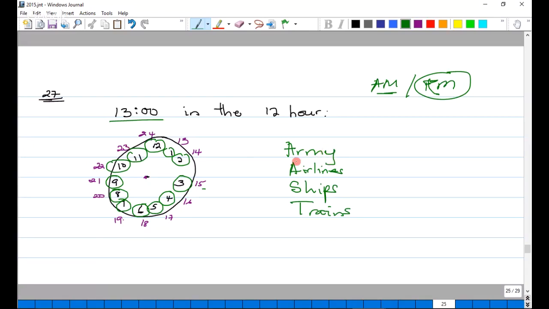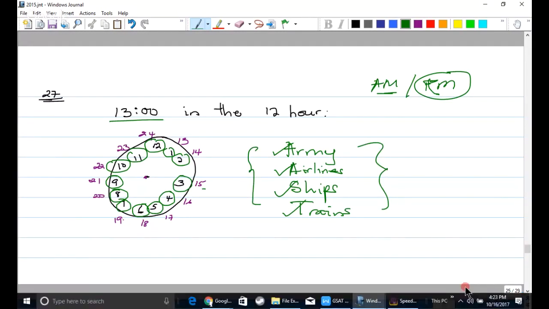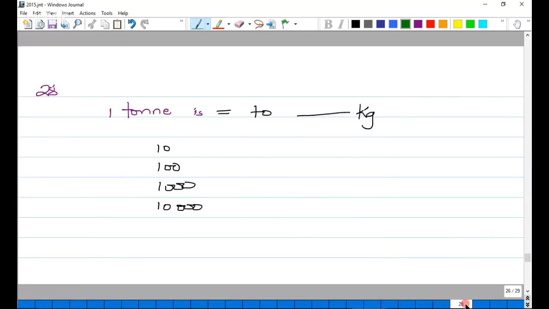Okay. So as I was saying, the army uses 2400, the 24-hour clock. Airlines, ships, and trains or railways, they will use that time. So we have to know how to convert between regular time and 24-hour or army time. Okay? Yes, sir. All right. And these questions are always there.